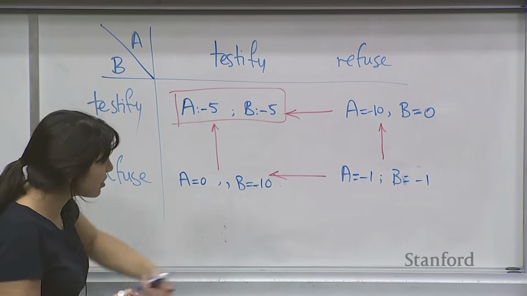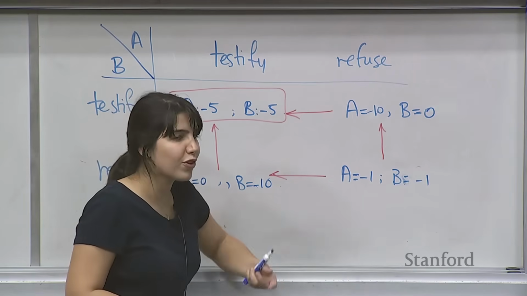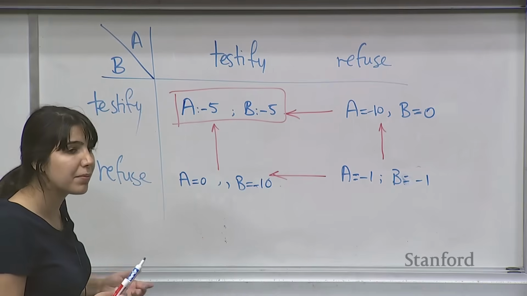Which is kind of interesting, because there is a socially better choice here, right? If both of us would refuse, we would each get 1 year jail, but that's not going to be a Nash equilibrium. Okay?